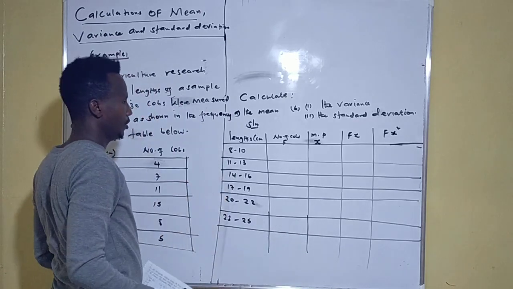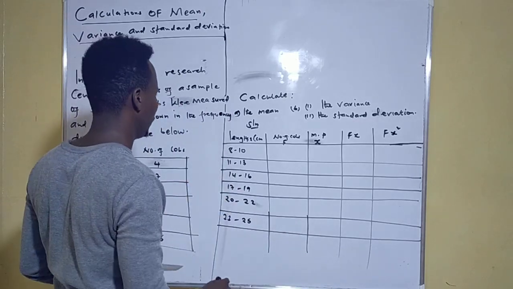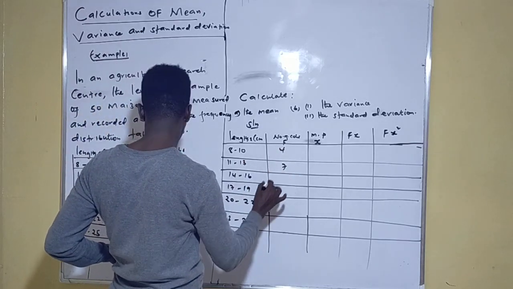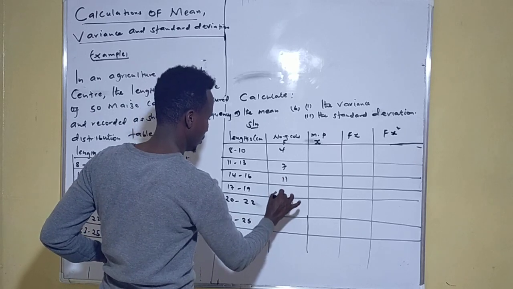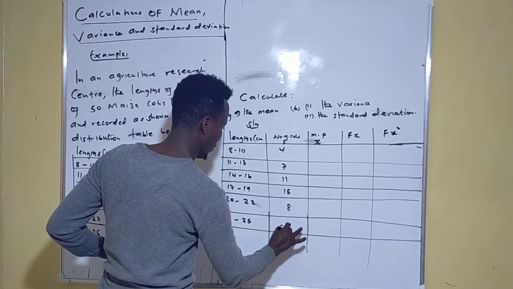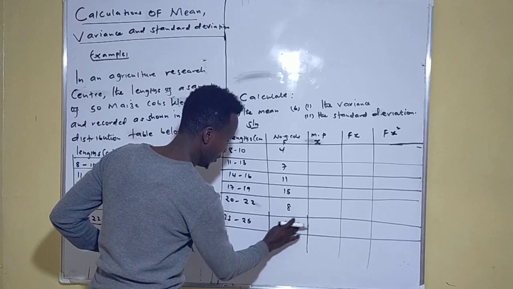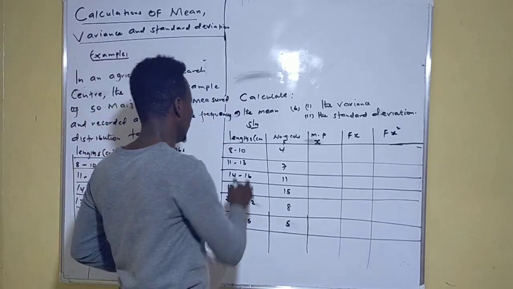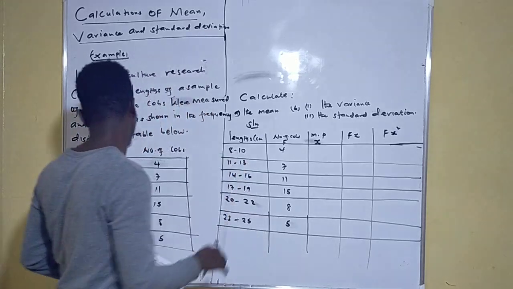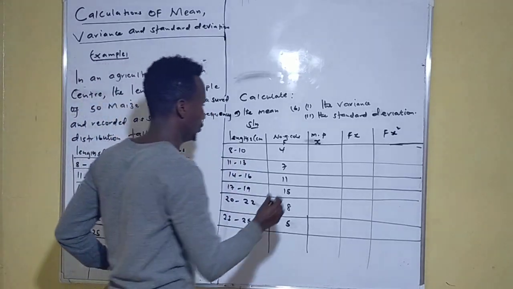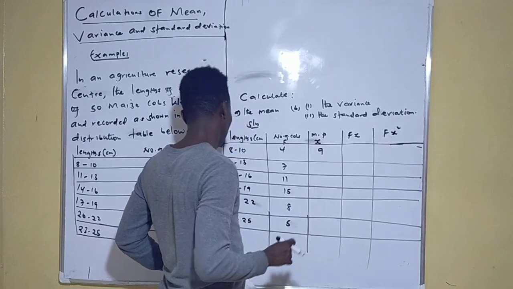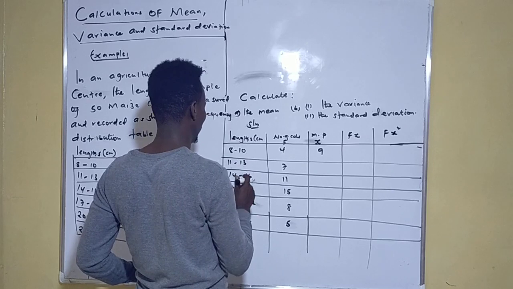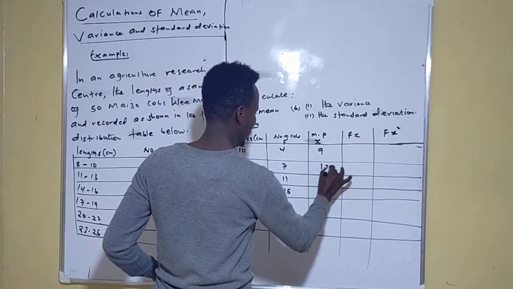So now this is very easy. We know that this is 4, 7, 11, 15, 8, then 5. Then our midpoint will be this plus this. 8 plus 10 is what? 18 divided by 2, 9. Then 11 plus 13 is 24 divided by 2 is 12.